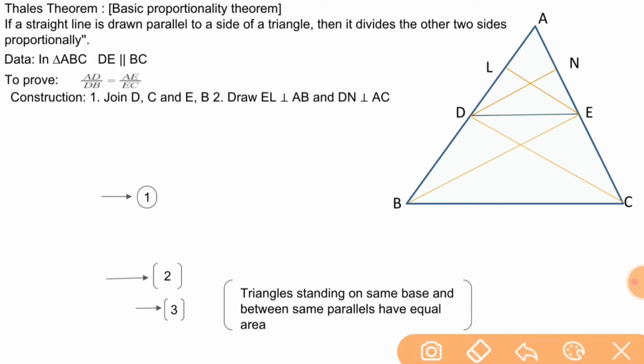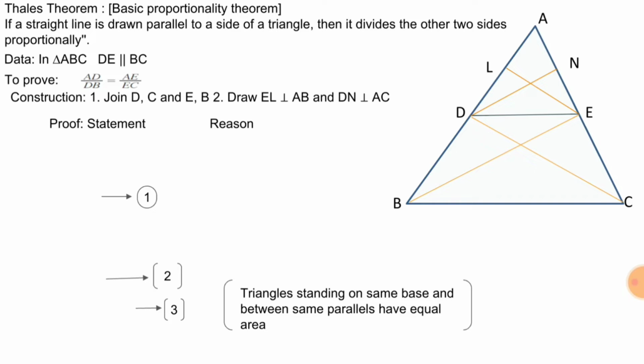I repeat once again what we did in the construction: we joined BE and DC, and we drew DN perpendicular to AE and EL perpendicular to AD, or AB. These are the parts which come under the construction.